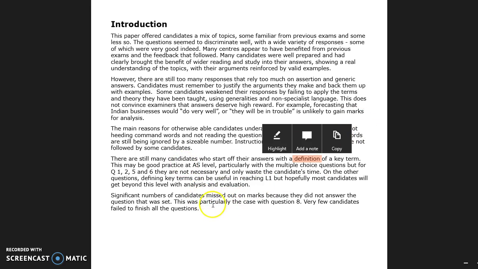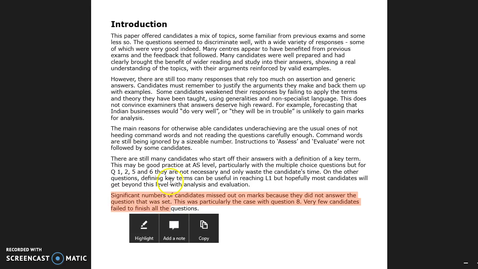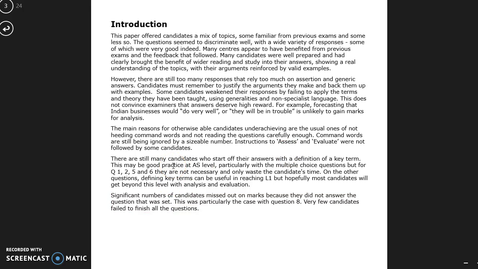And the classic one of not focusing on the question set. FASTL is letters or SAT-ELF: structure, assessment level, no need to define at A2. Explain, link, context, and focus on the question asked. So always glance up at the question and say, right, have I kept on the focus here?